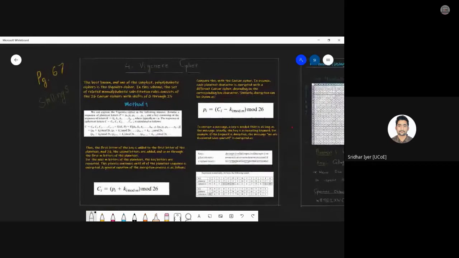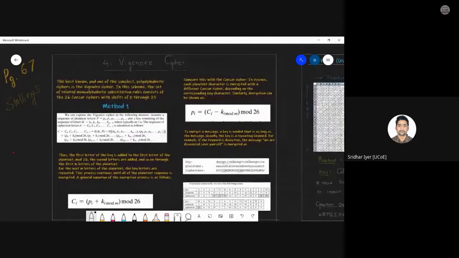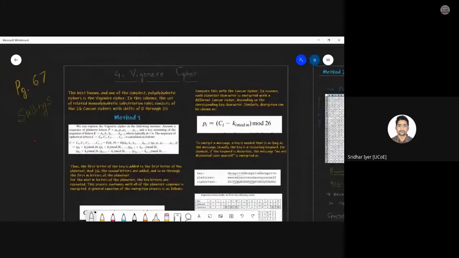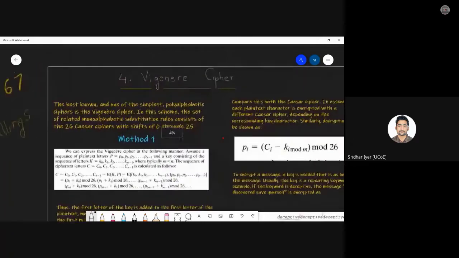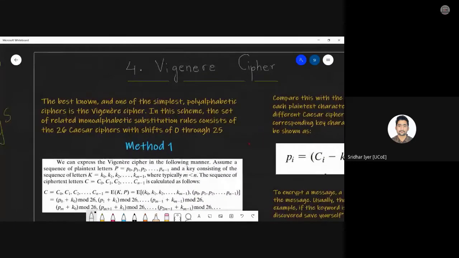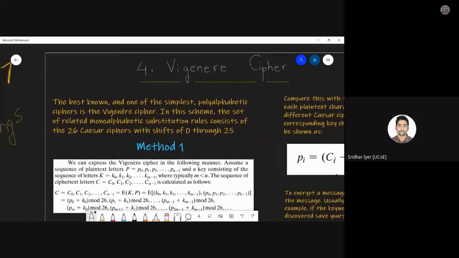Just have a look at this particular definition over here. Again, the page numbers are mentioned over there. You can refer to the books. I've already shared the books. Just read the definition once.